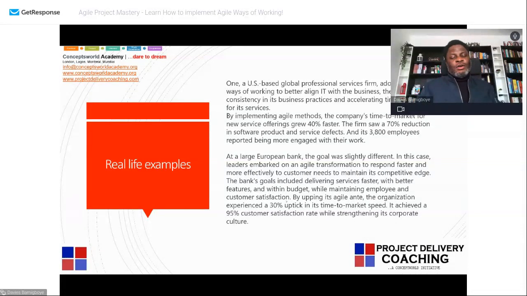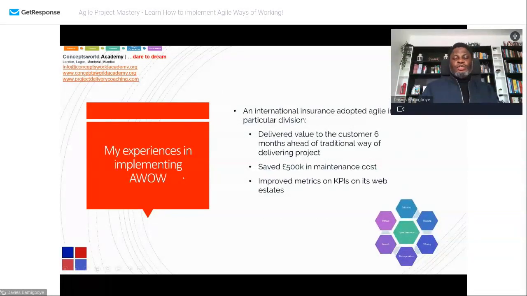All right. And guess what they got? By upping its Agile ante, the organization experienced a 30% uptick in its time to market pace. They were able to get things to the market 30% faster than they used to, against this complex expectation. And they achieved 95% customer satisfaction while strengthening their corporate culture. That is what has happened out there. And there are many more stories. You can go online, Google it, and see how people have adopted Agile and how it has worked for them. So let me share with you my own example. I'm just going to share one.